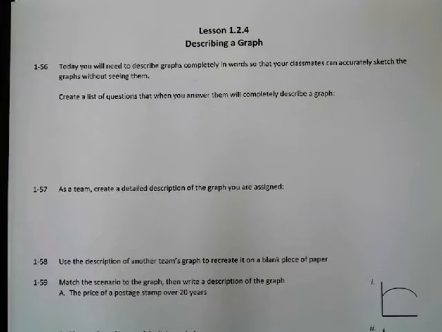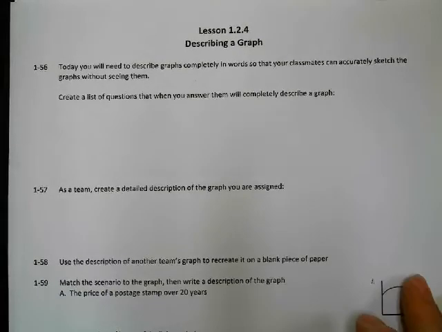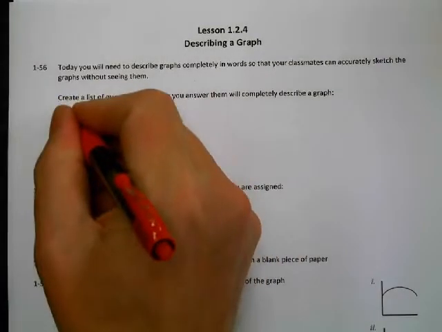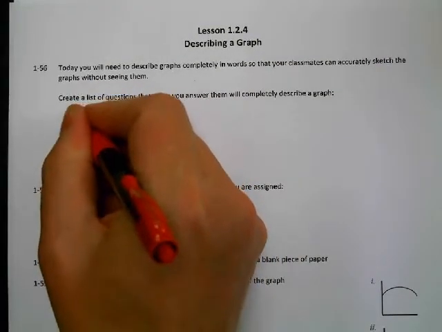We got lesson 1.2.4, describing a graph. Today we're going to look at a bunch of different graphs and talk about their characteristics. So right here on 1-56, we're going to write down some of the characteristics that we're going to look for. First characteristic that we want to find is the function family.